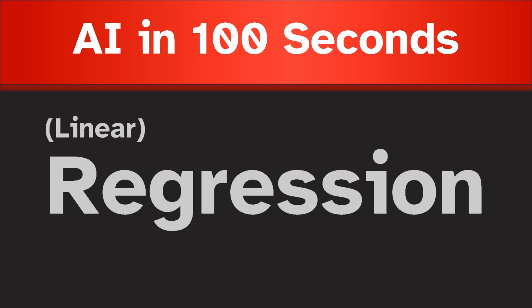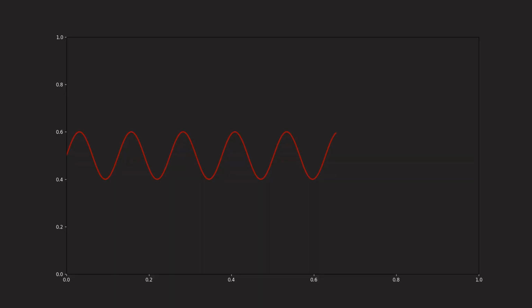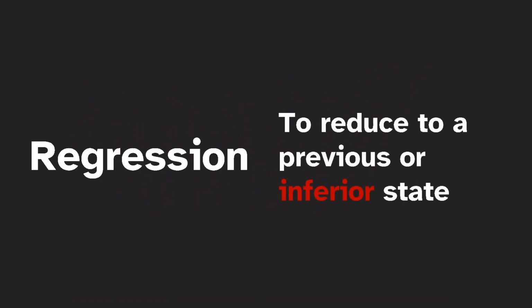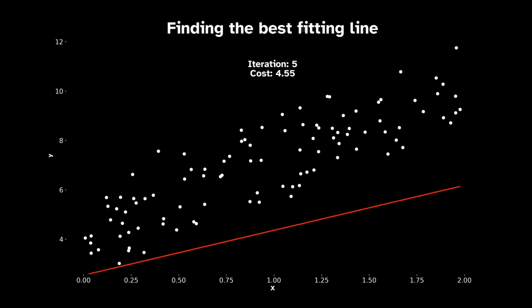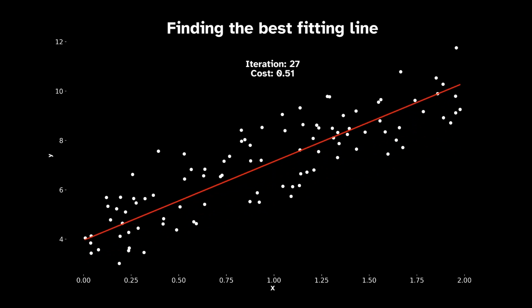Regression. A basic machine learning algorithm is often used for quality control in factories and to predict house prices. The word itself means to return or reduce to a previous or inferior state, which is fitting because regression reduces a whole dataset into a single equation.